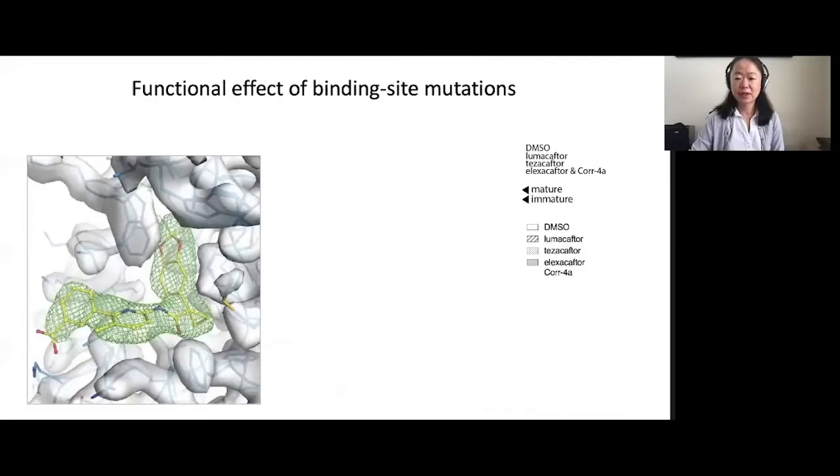Because the structures of the drug complexes were determined using folded wild-type CFTR, we asked if this very binding site is the site of action during CFTR folding. To answer this question, we introduced mutations at the binding site into the delta 508 background and analyzed its ability to respond to the correctors. So one particular example I want to show here is leucine 195.